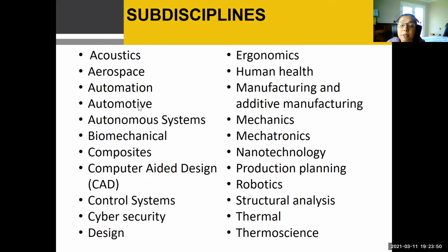Automotive is one of the traditional fields in mechanical engineering. So it's been around a long time. So I think you guys kind of know a lot about that. Here's another emerging field, autonomous systems. Does anyone know what that means when I say autonomous systems?